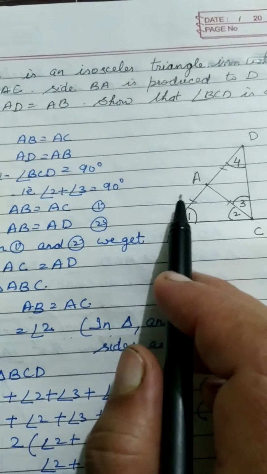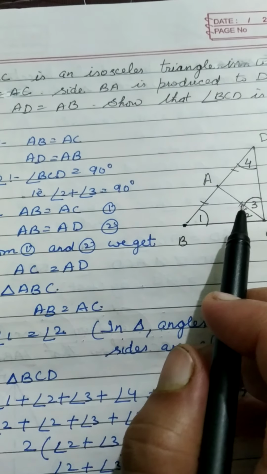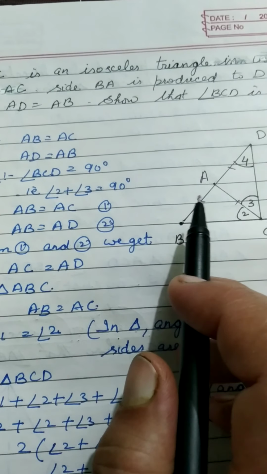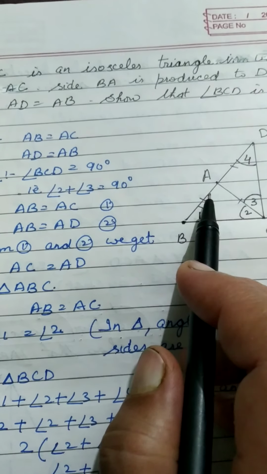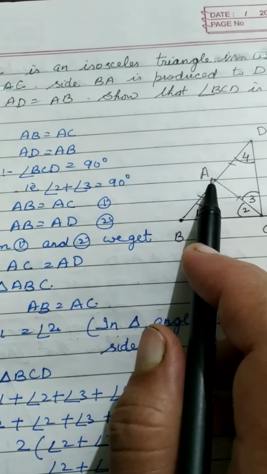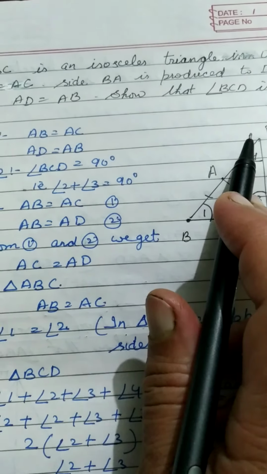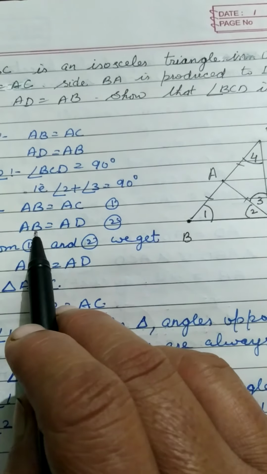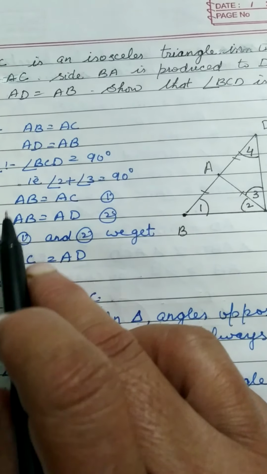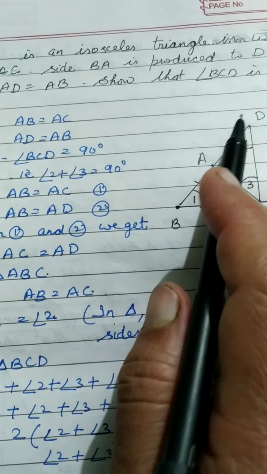For proof, we have AB is equal to AC. We always start the proof from the given conditions. It is that AB is equal to AC, and then we have AB is equal to AD. It means that AC is equal to AD. See here, AB is equal to AC, AB is equal to AD, and because AB is on both sides, AC is equal to AD.